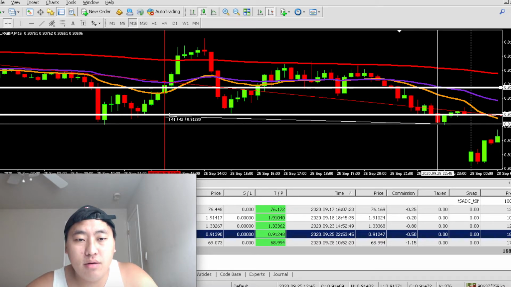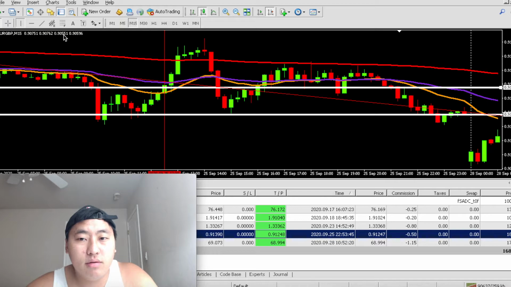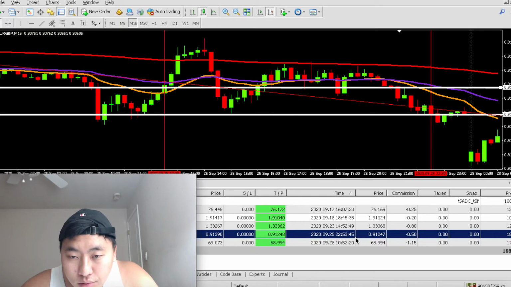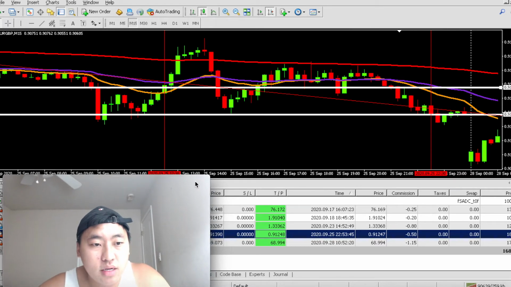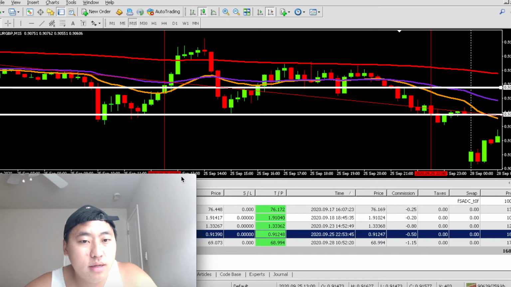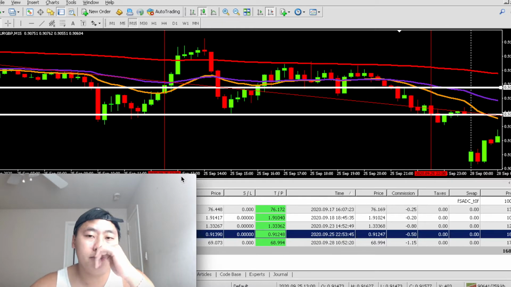It took about 10 hours for it to hit take profit. What I do is I just enter the trade and I just leave the screen. I don't even monitor. I come back and just check on it, but I don't adjust my trade or anything. So that's it.